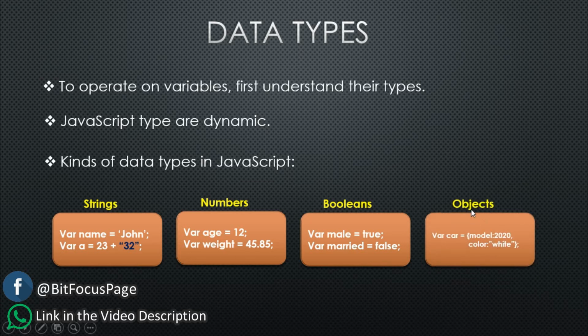Object is another data type in JavaScript. So you see car with some properties or some attributes, so inside the object, it is an object. I hope you have understood, and we will have some examples.